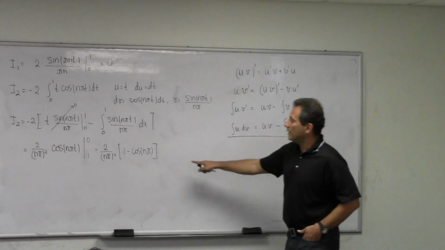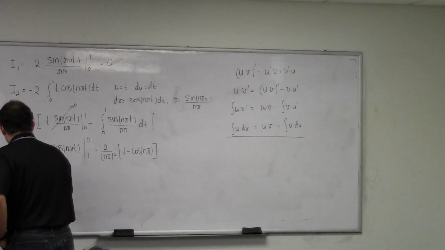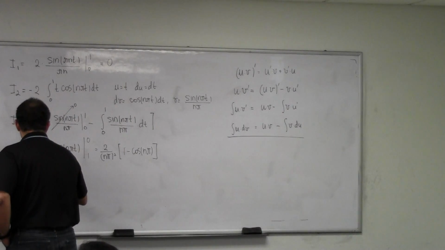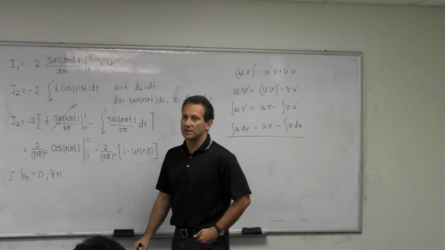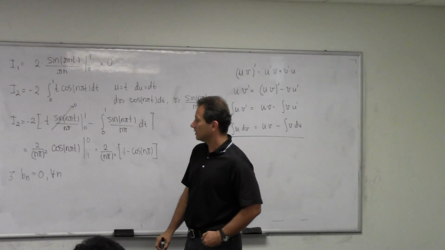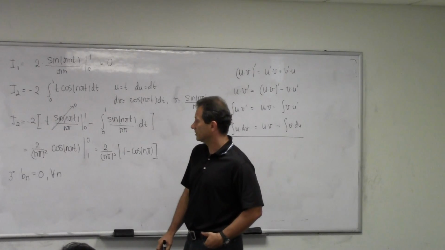So that's my an. And then part 3, what is bn? 0. Bn is 0 for every n. We have that on account of symmetry. This function has an even symmetry. Therefore, there are no odd components that participate in building this function.